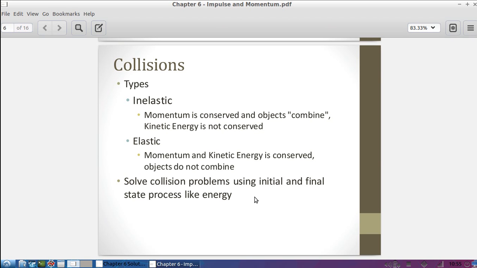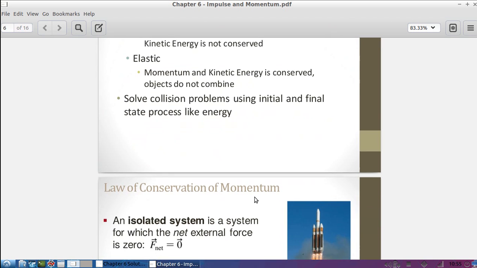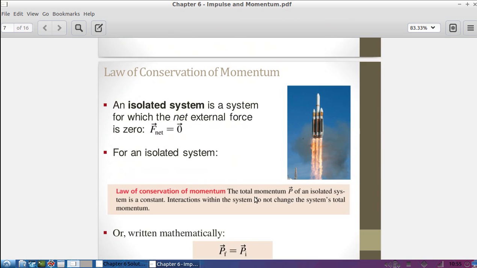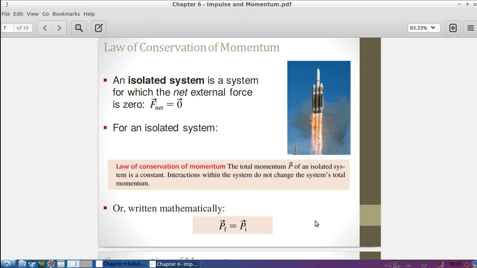So I'm going to solve these very similarly to conservation of energy problems. I'm going to set the initial state equal to the final state, much like I did in chapter 5. If I have these two objects, even if they collide, if I isolate them inside my system, the net force on the system is zero. If the net force on the system is zero, there's no impulse generated on the system by any external source. So delta P equals zero, which means the final momentum of the system is equal to the initial momentum of the system. This is my law of conservation of momentum.